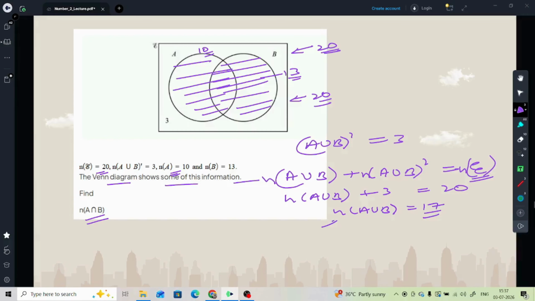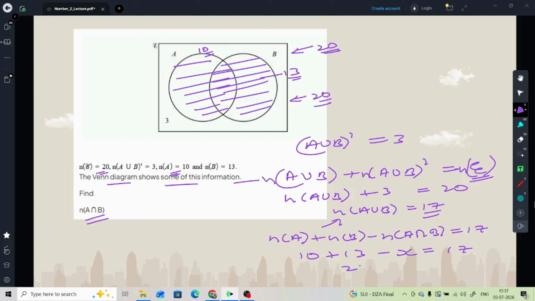Now this particular part we can calculate by the fact that it should be equal to n(A) plus n(B), and to avoid duplication we subtract n(A intercept B), equals 17. Number of elements in A is 10, number of elements in B is 13, minus n(A intercept B), let's take it as x, equals 17. So 23 minus 17 equals x, that means x equals 6. So we got the intercept part, x equals 6, so 6 is the answer for this question.